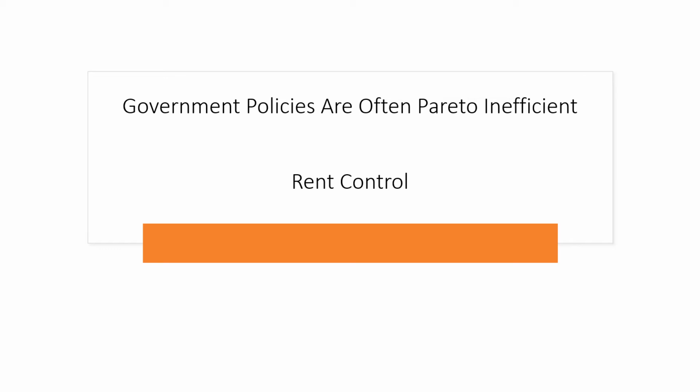We will explain this definition via an example of rent control, and we will see that rent control is not Pareto efficient. In future lectures, we will see that by the same reasoning, many government programs that help the poor and the middle class are also Pareto inefficient.